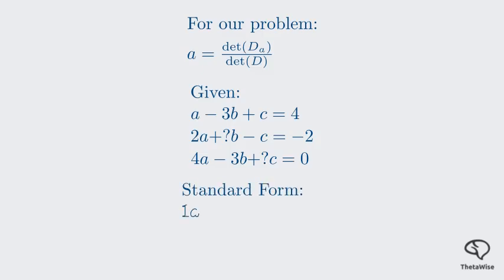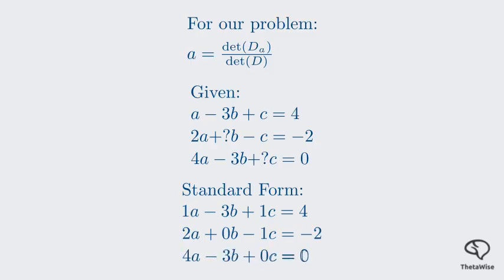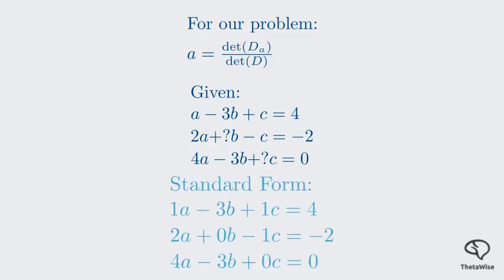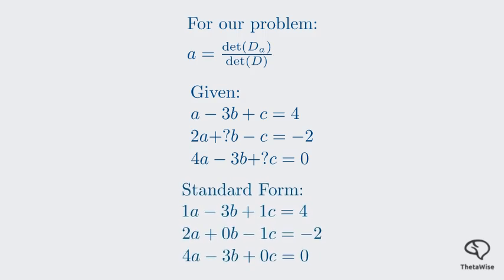Rewriting the system correctly gives us 1a minus 3b plus 1c equals 4, 2a plus 0b minus 1c equals minus 2, and 4a minus 3b plus 0c equals 0. This standard form is crucial for setting up our matrices. Now that our system is in standard form, we can build the two matrices we need, D and D sub A.